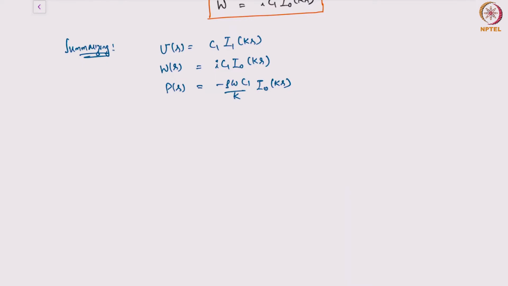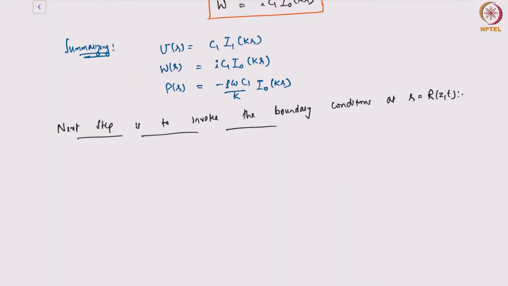So the next step is to get the boundary conditions, is to invoke the boundary conditions at R equals capital R of Z comma T. Note that we have already invoked the boundary condition at R equal to 0 to get C2 equal to 0, right? So we have a couple of boundary conditions.